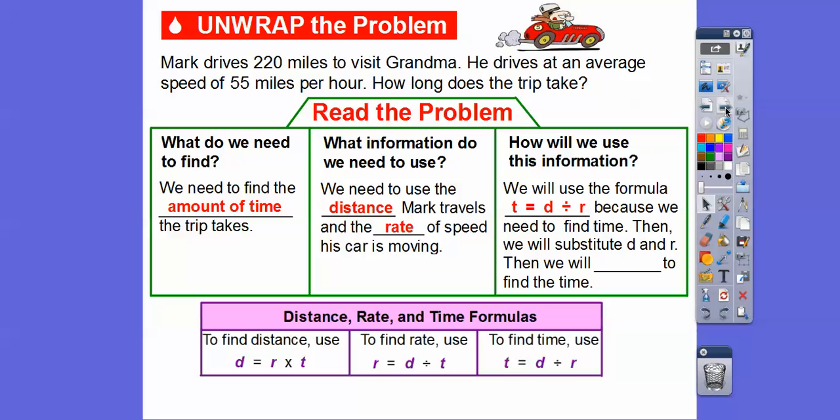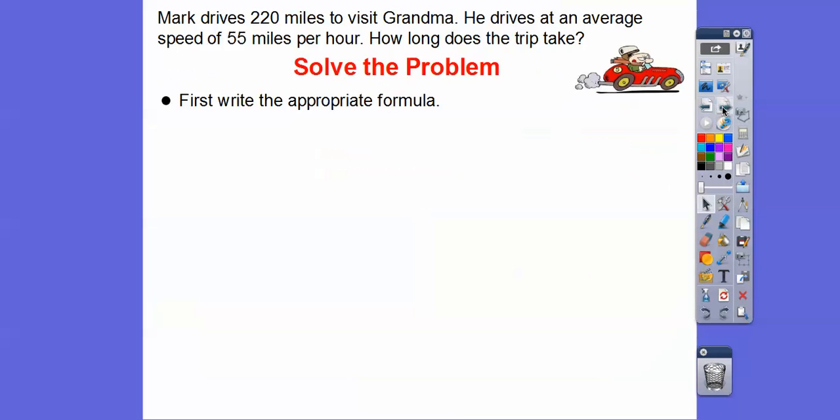And then we'll substitute in D. Our D is going to be the 220, and then we'll substitute in our R. The rate is 55 miles per hour. Okay, and then after that, we're going to use this division symbol to divide right there. Okay, so let's go ahead and set it up and solve the problem. Let's first write the appropriate formula. Okay, so T equals D divided by R.